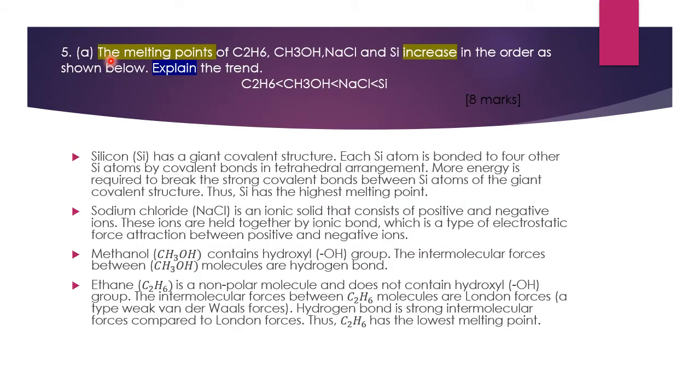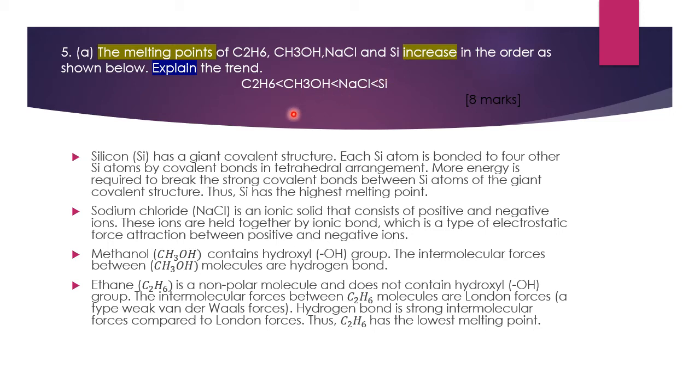And for the last question is, the melting points of C2H6, CH3OH, NaCl and Si increase in order as shown below: C2H6, CH3OH, NaCl, and Si. And we should explain the trend. Explain is our instruction, and the key point is the melting point. Why the melting point is increased from C2H6 to Si.